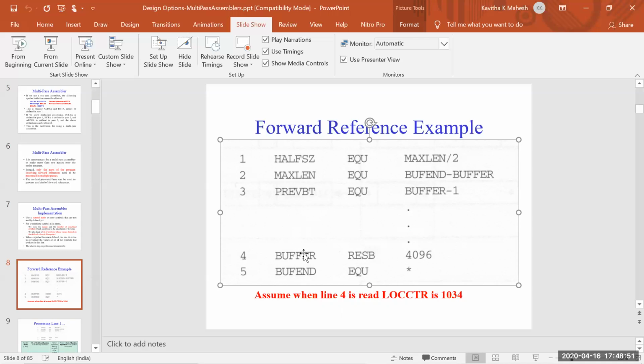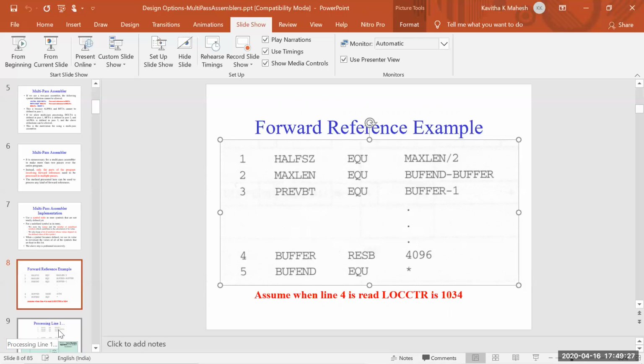Remember, we have a set of 5 instructions here. That is, 5 symbols are defined, right? One is halfset, second is maxlen, third is prevbyte, fourth is buffer, and the last is buflen. All symbols except buffer are defined by the EQU statement. But the value of buffer is given by the location counter, and its value is 1034. This is the only value that is known. All the rest of the symbol values have to be calculated, have to be estimated.